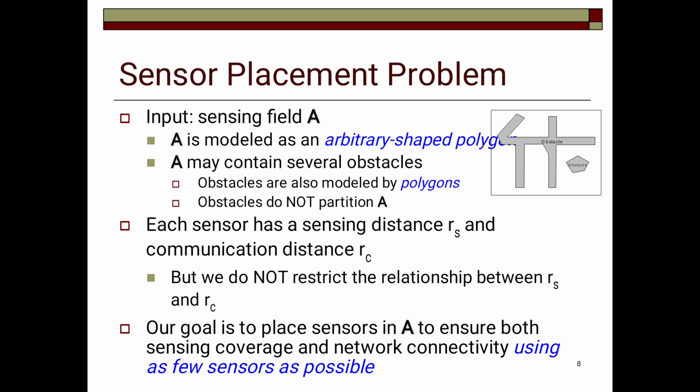Each sensor has a sensing distance Rs and communication distance Rc, but we do not restrict the relationship between Rs and Rc. There are two distances, one is sensing distance Rs and another is communication distance Rc. Our goal is to place sensors in A to ensure both sensing coverage and network connectivity using as few sensors as possible.